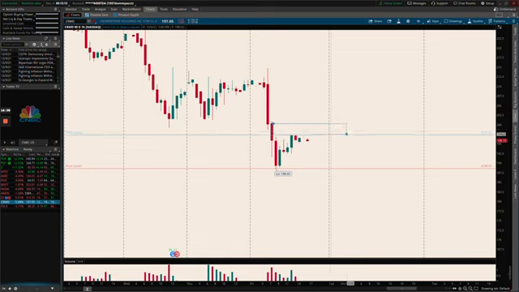Next to this candle, which might as well be a gap, up to the wick. Look, that's actually a good trade. I'm gonna put that on my watch list.